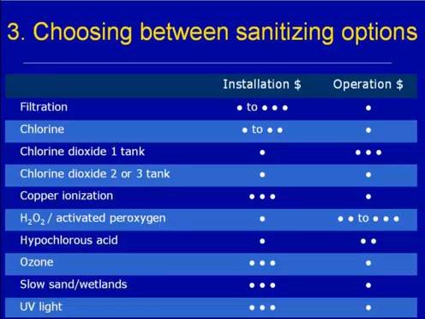Okay, so how do you choose then between the sanitizing agents that you would be using for biofilm, algae, and pathogen control? Well, let's run through some of those different options. Cost is one obviously important aspect, but it's not the only one, because the efficacy of these different treatments will vary depending on the application. Filtration underlies all of these sanitizing agent chemicals.